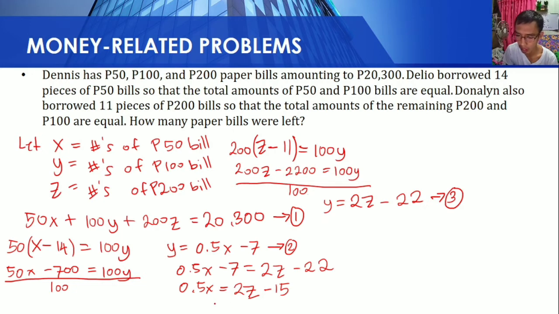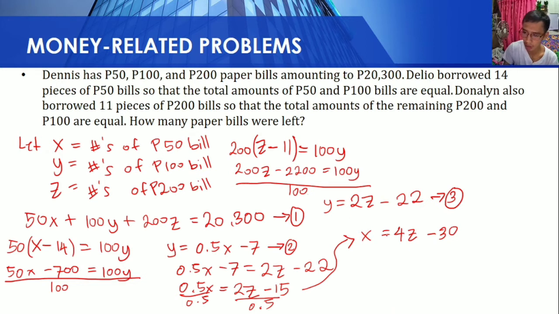So kunin natin yung value ng x, so para matira na lang yung x doon, divide natin both sides ng 0.5. Yan. So x na lang matitira. So x is equal to, so 2z, so 2 over 0.5, that will be 4z minus, so 15 divided by 0.5, that will be 30. So meron na tayong value ng x in terms of z. So meron din tayong value ng y in terms of z.